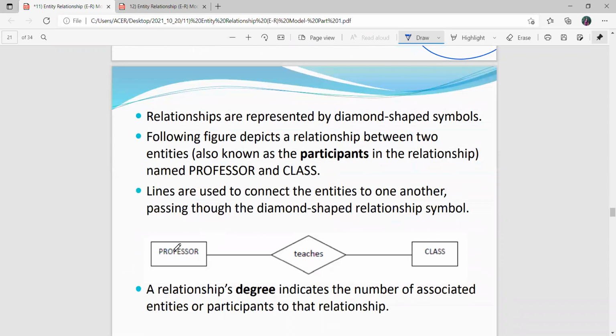Okay, you can see this is the professor, this is the class. The professor teaches a class. So these are two entities. This is the relationship. You can use the diamond shape to denote the relationship. Use this kind of line to connect the entity with the relationship. So you can use a line to connect the relationship with an entity.